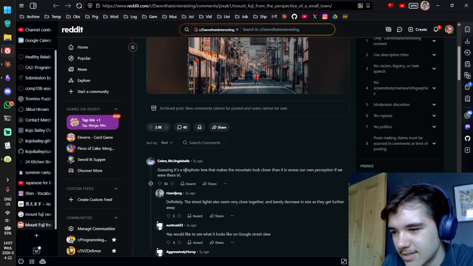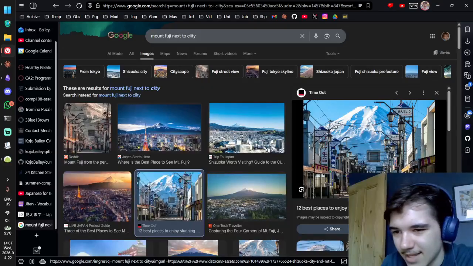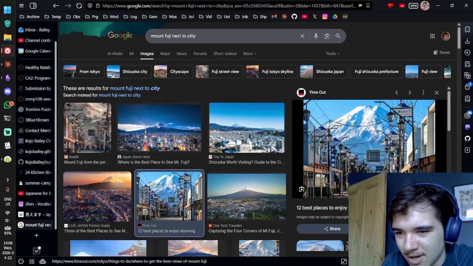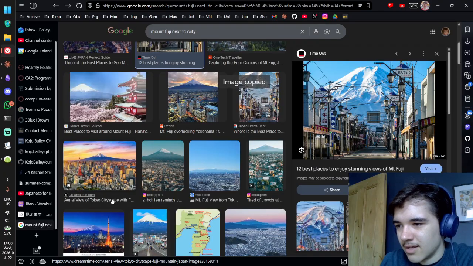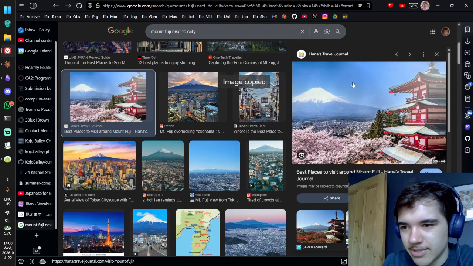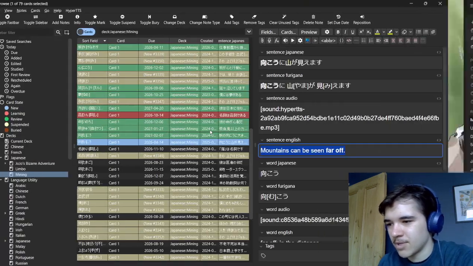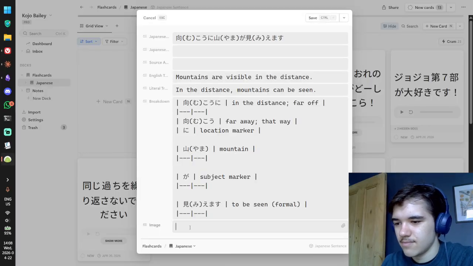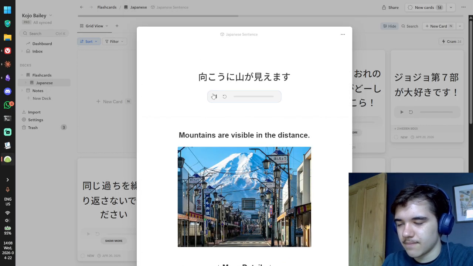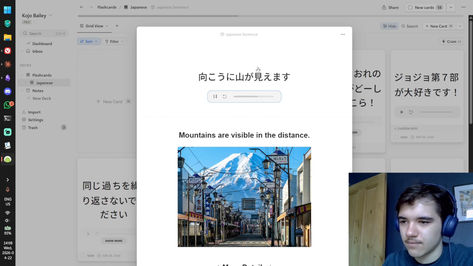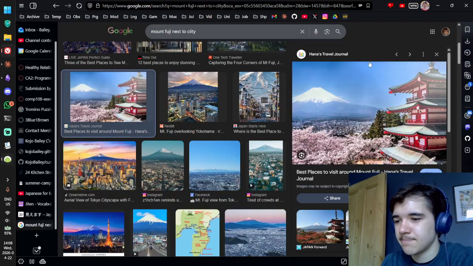Yeah, okay, telephoto lens. Because that's just bizarre. It looks fake, but it's just the projection of the camera. This is a cool image. Anyway, I'll go with this one. 向こうに山が見えます。Awesome.